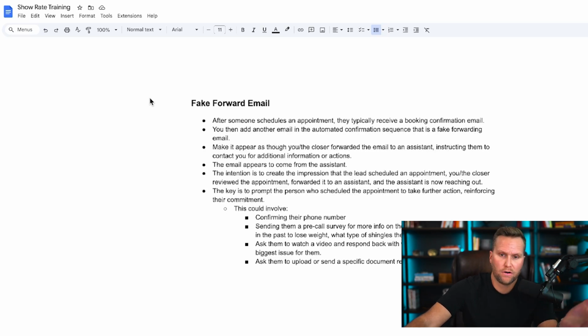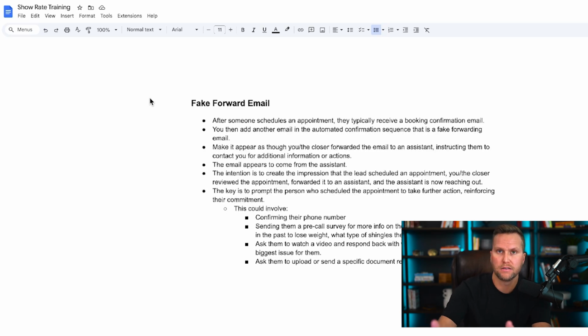So what are we trying to get them to do to take further action, right? This could involve confirming their phone number, sending them a pre-call survey for their business, right? Things like, what have you tried to lose weight? Or, what shingles do you have on your roof right now? How many rooms do you have in the house? You can ask them to watch a video, respond back, what problem do they specifically think is the biggest issue for them? Because you can then come to the call prepared.